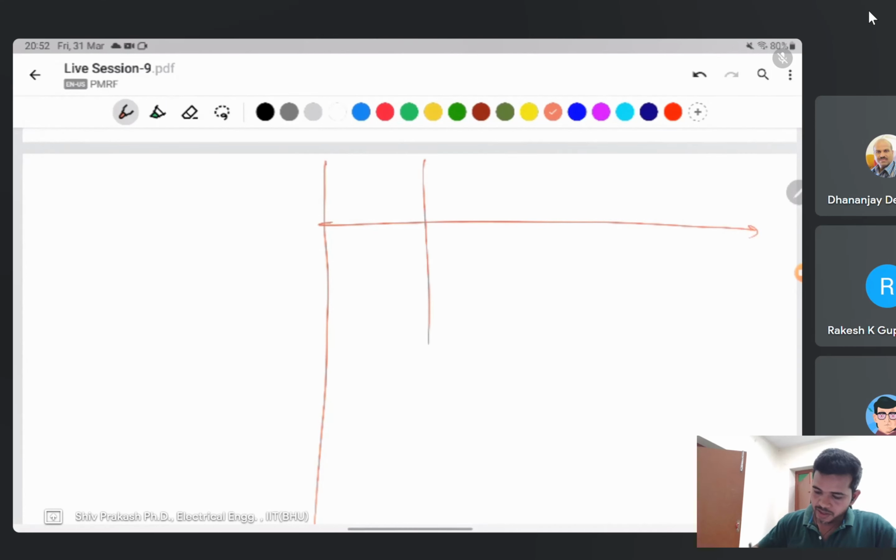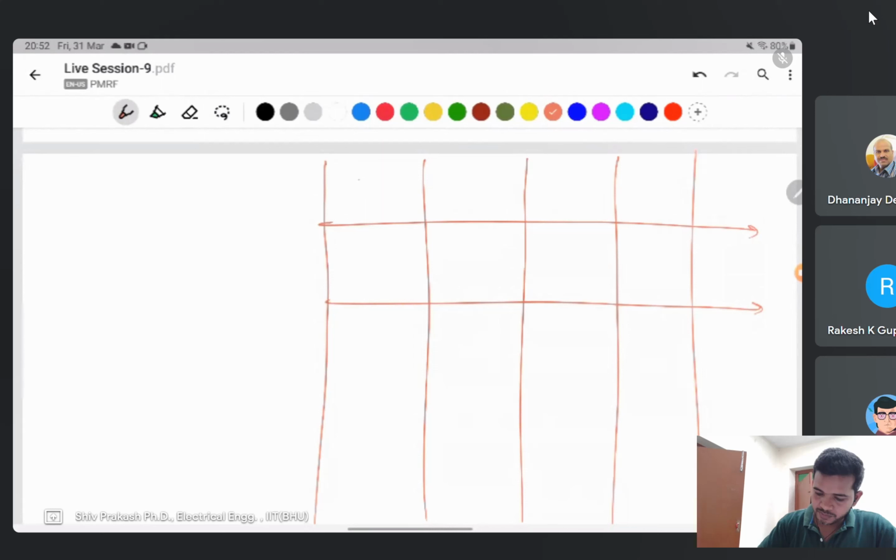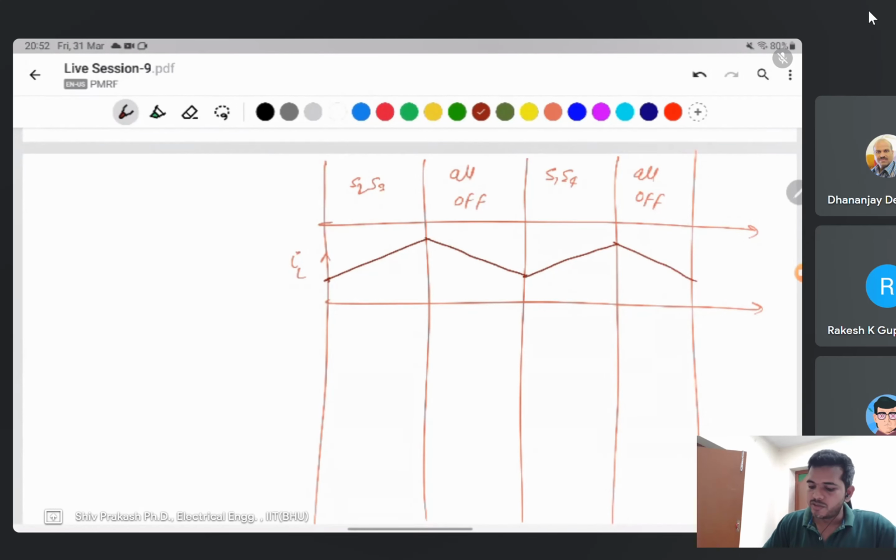If I take S2 S3 on and then all off, after that S1 S4 on, then all off. The inductor current increases when this one is on, after that this one increases and this one decreases, like that. Given a 0.5 turn ratio, this 0.5 means the on and off times will be the same.